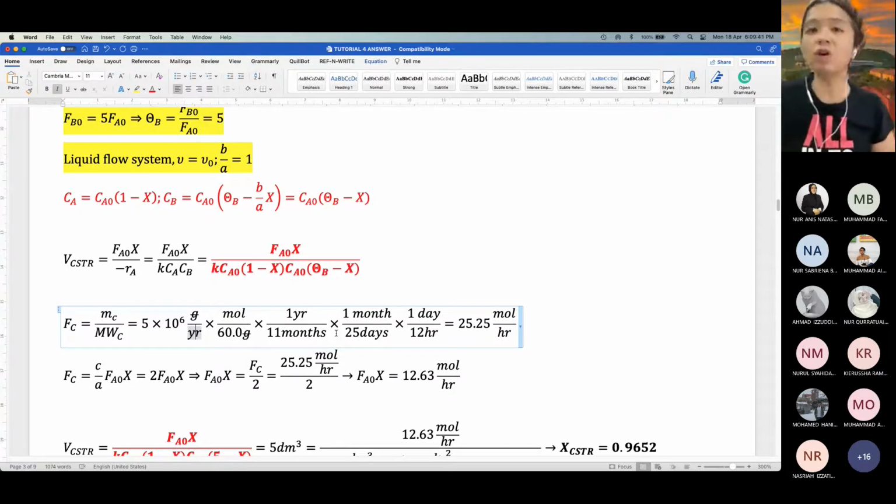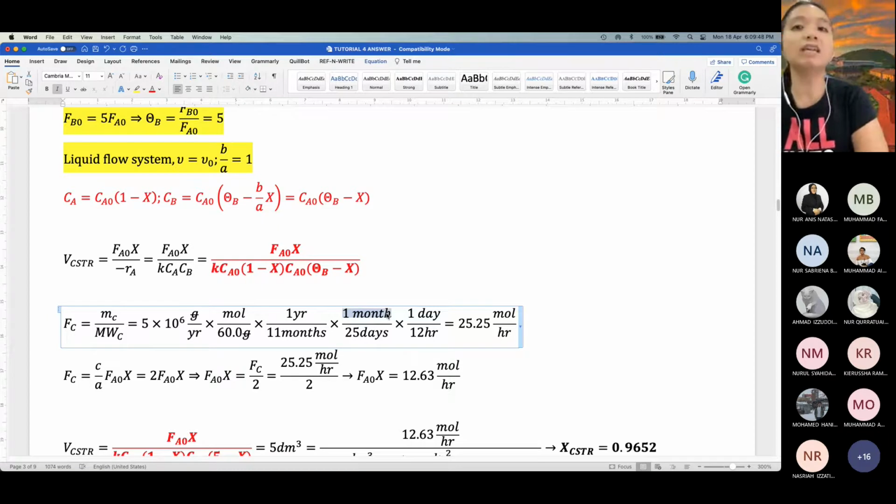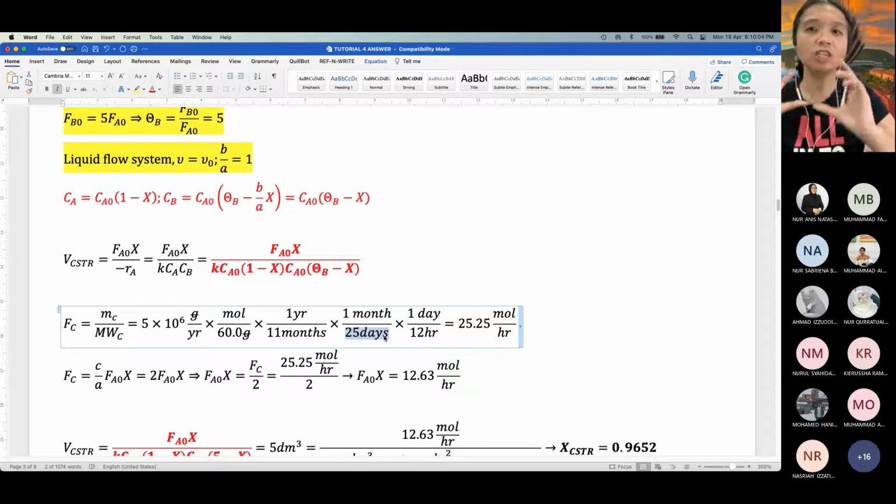However, I cannot straight away convert month to hour because another limitation. For every month of my plant, it only operates 25 days. So, saya kena convert dulu daripada tadi year to month, now month to day. So, you must understand kenapa kena buat stages, kenapa tak boleh sekaligus. Sebab my plant tu conversion, dia ada limitation of the time. 1 year, they only work 11 months. 1 month, only 25 days. So, now my time is now in days.